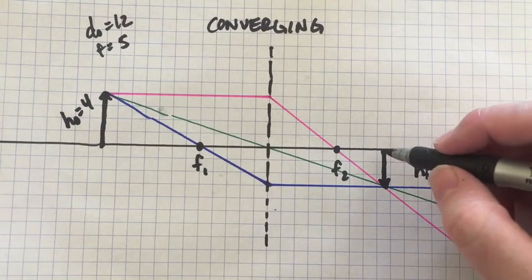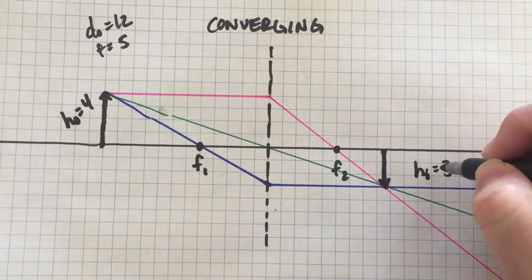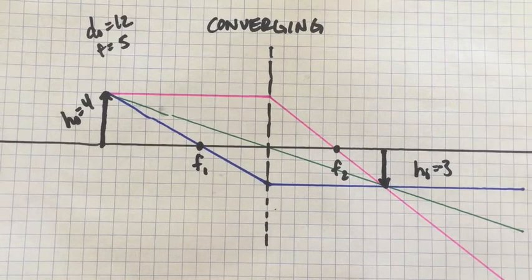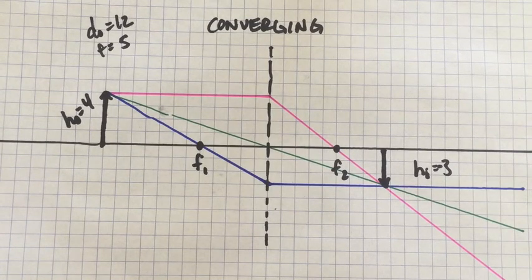HI, our image, is pointing down, so it'll have a negative sign in front of it. The 3 tells us how many boxes. The negative sign tells us that it's pointing down. This is how you draw a ray diagram for a converging lens.